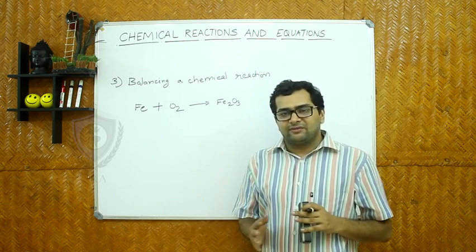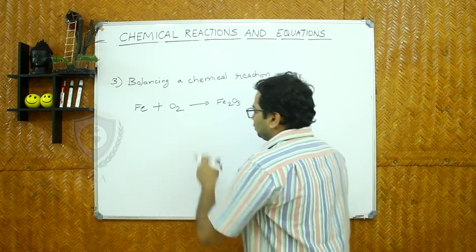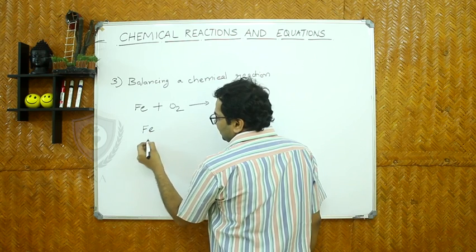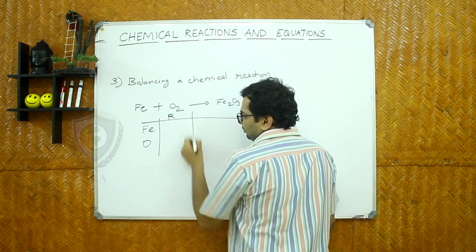So now I hope I have given you enough time to solve this problem. So let's look at how to solve this. So Fe plus O2 forming Fe2O3. So we have 2 elements, Fe and O, on the reactant side and on the product side.